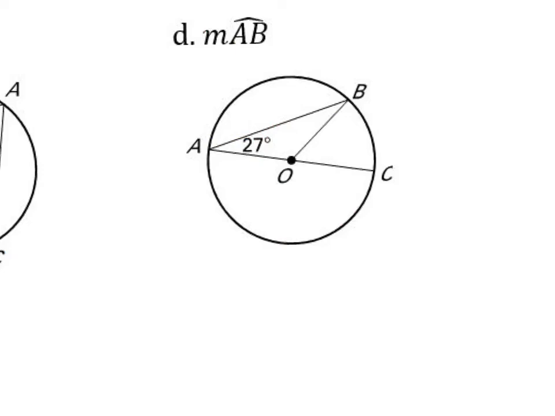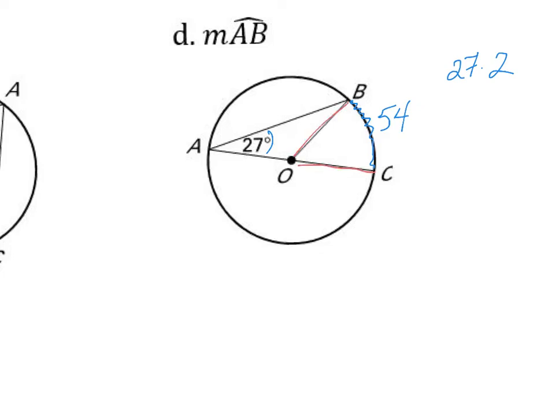For this last problem, once again, I'm looking for an arc measure. I'm looking for the measure of arc AB. Well, before I get to that, let's just focus on what I'm given in my picture. So I know that this inscribed angle, angle BAC, is 27 degrees, and it opens up to this intercepted arc. So I know right there that that arc is going to be double the measure of the inscribed angle. So I know that arc is going to be 54 degrees.